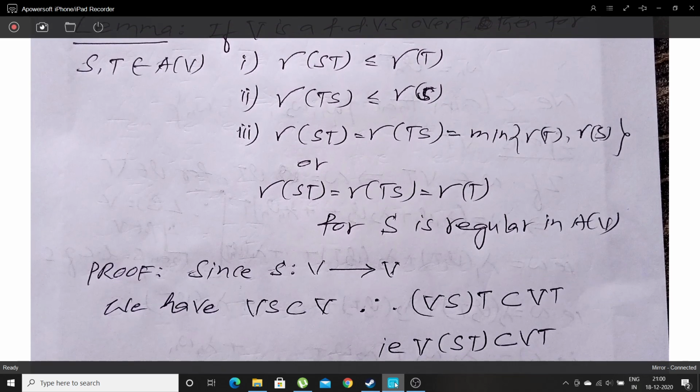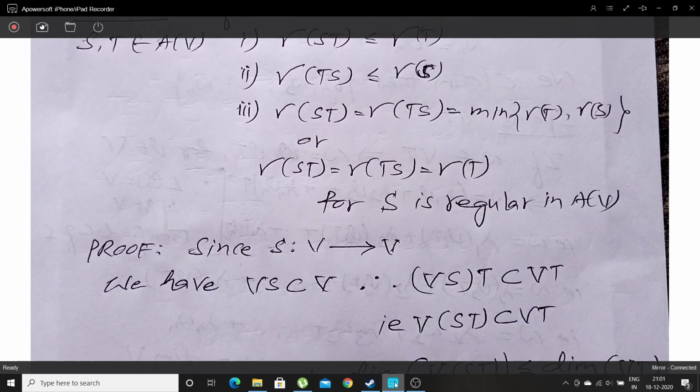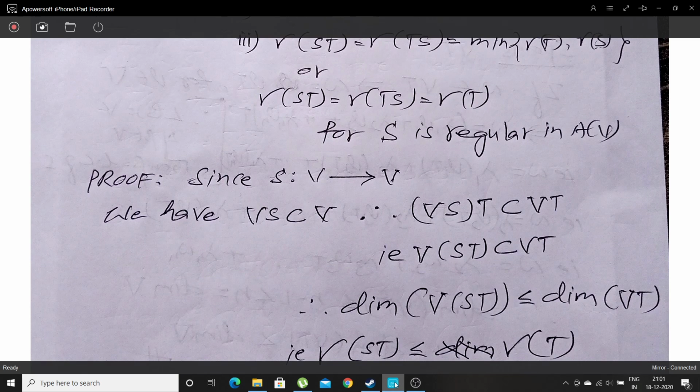Let me prove this lemma. S is a transformation from a finite dimensional vector space V to V. We know that VS, that is range of S, is a subset of the finite dimensional vector space V. Let me operate T on both sides. VS of T is a subset of VT. Grouping, V of ST is a subset of VT.